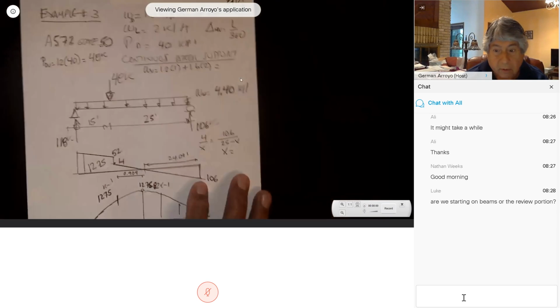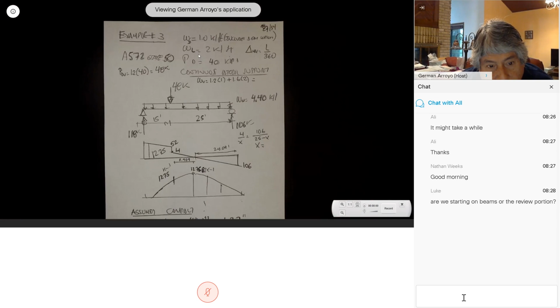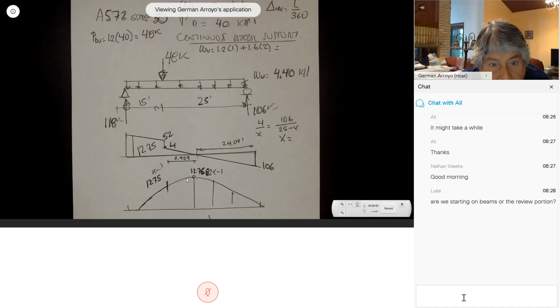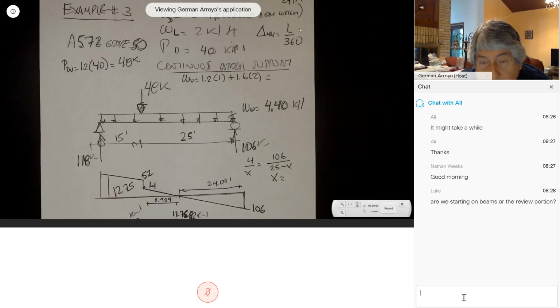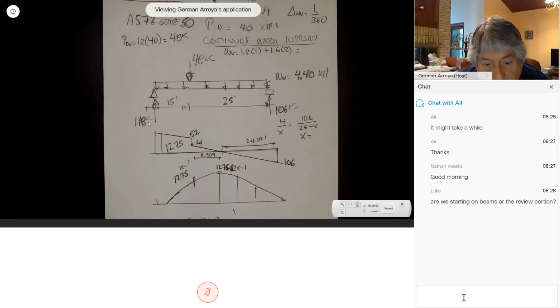This is the problem from yesterday. And the difference with this program was that we needed to find where the shear equals 0 to find the maximum moment. And in this problem, the weight of the beam was included. If the weight of the beam is not included because we don't know the section, we had to revise the moment and we had to revise the shear. And here we didn't have to revise them. So the maximum shear is 118.